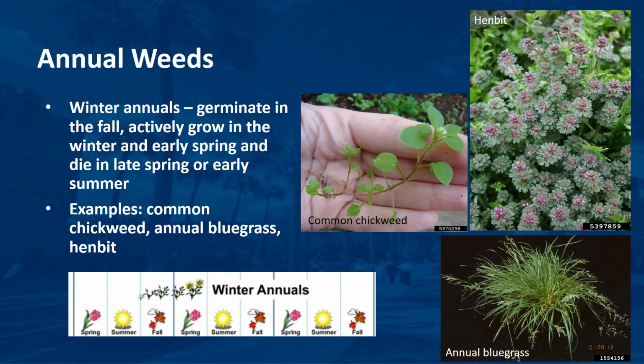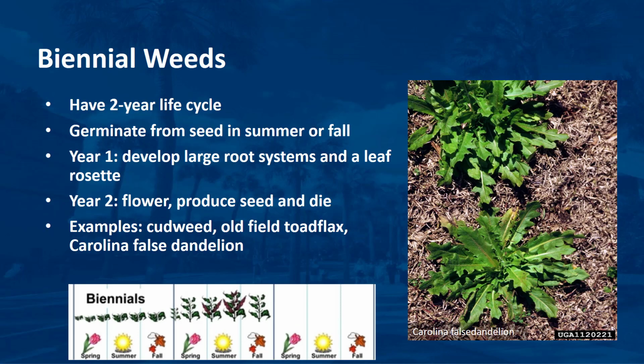Cool season or winter annuals germinate and emerge in the fall. They actively grow during the winter and early spring and die in the late spring or early summer. Examples include common chickweed, annual bluegrass, and henbit. Biennial weeds have a 2-year life cycle. They germinate from seed in the summer or fall. During the first year, these weeds develop large root systems and a compact cluster of leaves close to the ground known as a rosette. In the second year, biennials flower, produce seed, and die. Examples include cudweed, oldfield toadflax, and Carolina false dandelion.